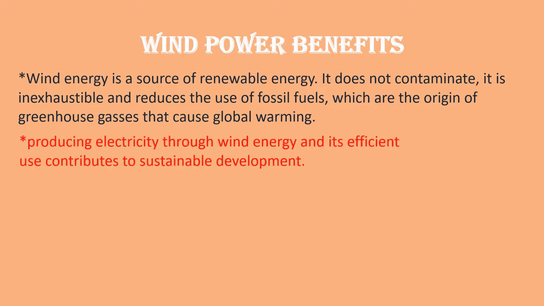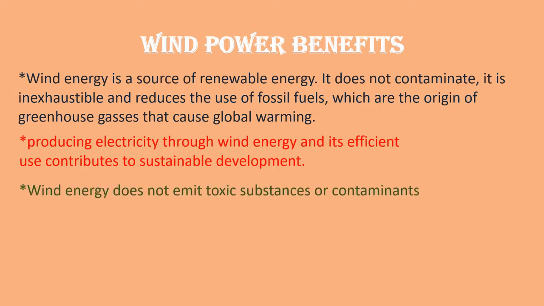Now let us continue with the second point: producing electricity. Wind power can produce electricity through wind energy, and its efficient use contributes to sustainable development. Wind energy does not emit toxic substances or contaminants. It does not generate waste or contaminate water. There are also some examples: wind energy can be in water and on the ground, both of them. And there is also something named a wind farm.